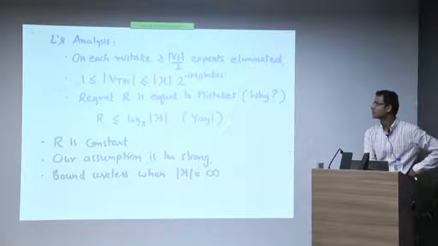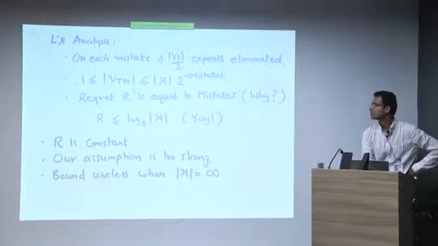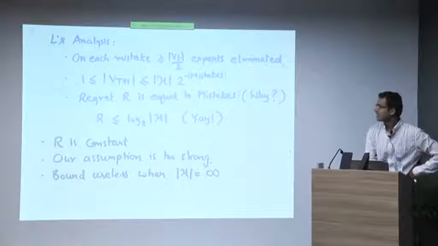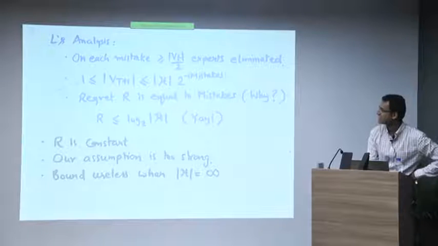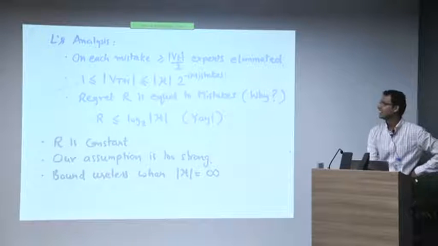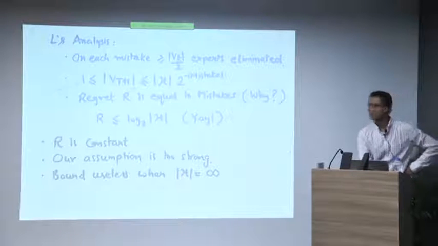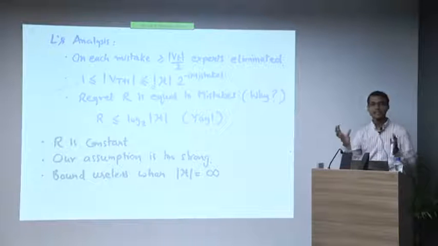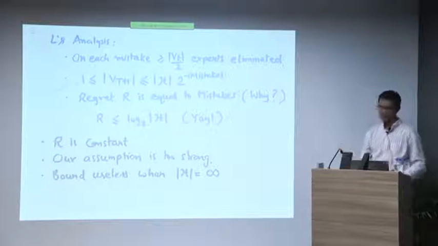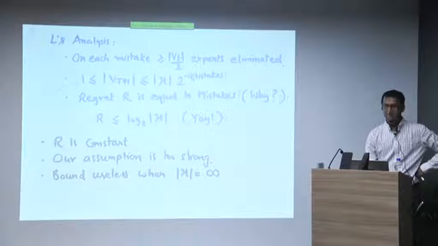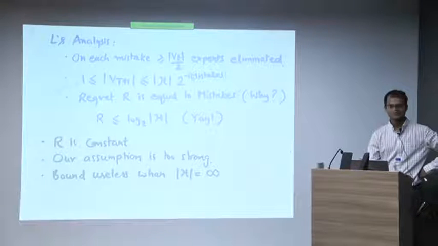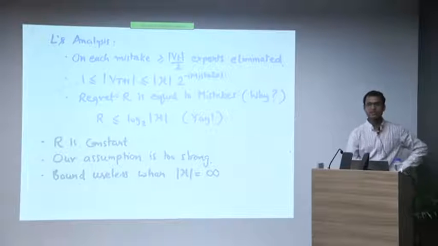So this is the number of mistakes. That means we have shrunk the number of experts remaining in the set. I have skipped a couple of lines, but the size of V_{T+1} is going to be upper bounded by the size of the original set minus the number of times you made mistakes, as in wrong predictions. And the second thing you can see is that regret is equal to the number of mistakes.